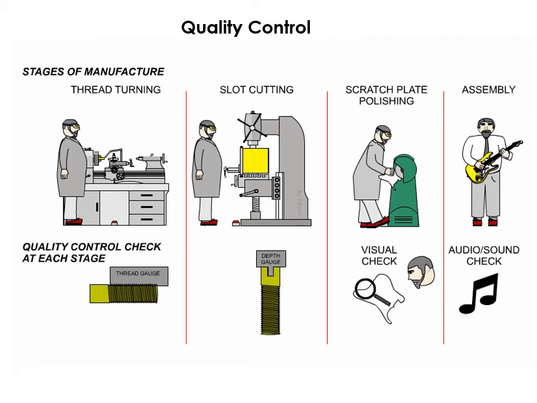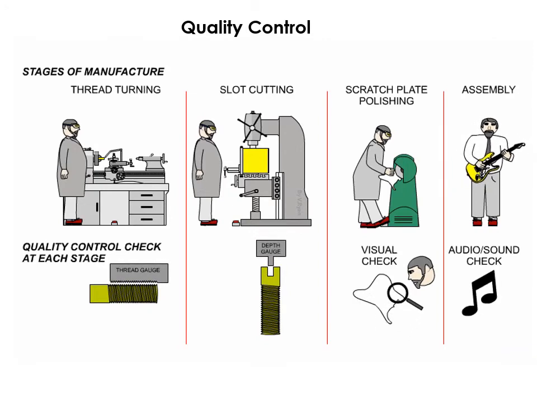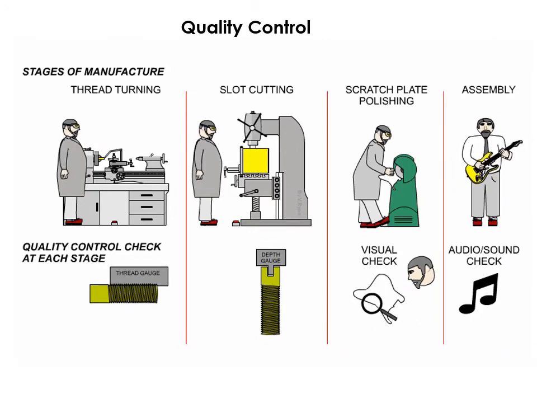Then you've got things like a visual check. You can see that this is the body of a guitar, and the worker is polishing the edge of the product on something called a bench polisher, and then the quality control check is that it's visually checked. Does it look fine? Are all the edges well finished? Are there any cracks or dents or scratches? So that's the visual check there.